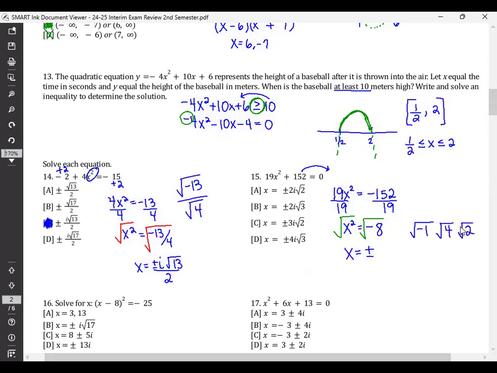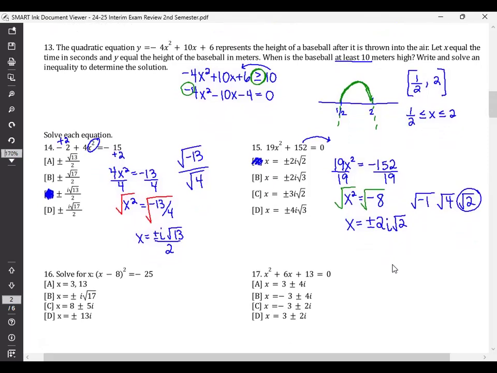And then times 2. So the square root of negative 1 is i. The square root of 4 is 2. And then we have to leave this 2. So my answer: plus minus 2i radical 2.